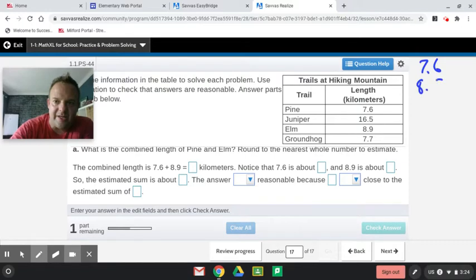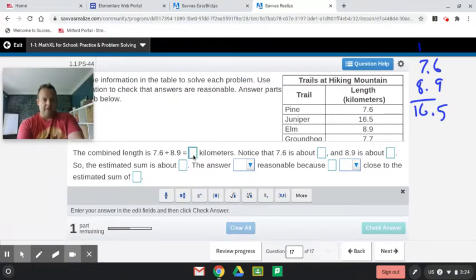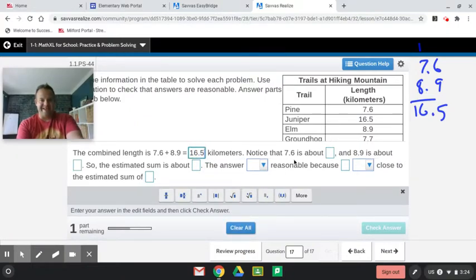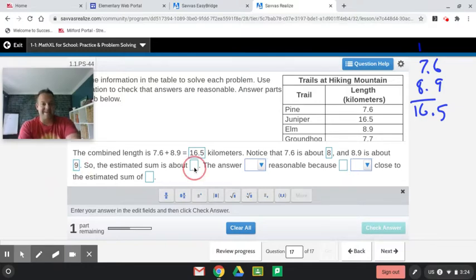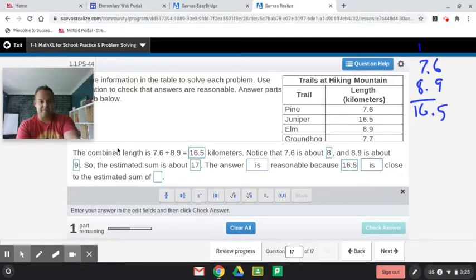7.6 and 8.9. I'm going to combine those and get 16 and 5/10. So we'll put 16 and 5/10. Notice that 7.6 is closer to 7 or 8? Well, it's closer to 8 because that 6 is 5 or greater, which rounds it up to 8. And 8.9 is about what, 8 or 9? That's right, 9. So the estimated sum, we're going to add 8 plus 9 is 17. Is 17 close to 16.5? What do you guys think? Yes, it is reasonable because 16.5 is close to the estimated sum of 17.